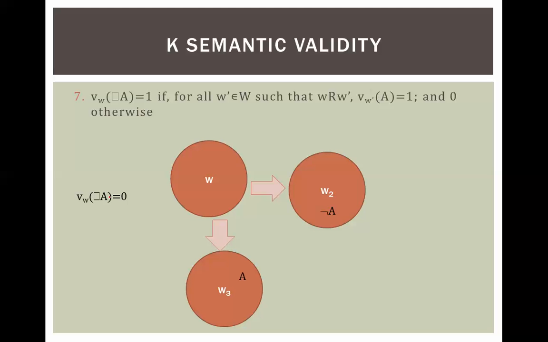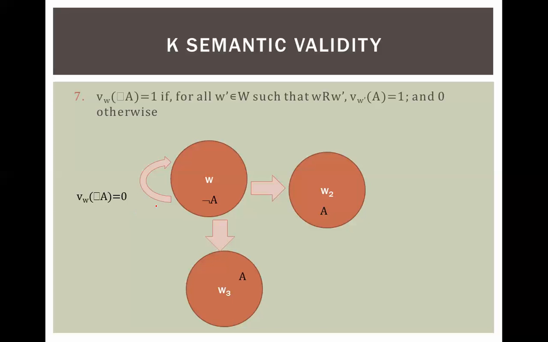Here's a case where necessarily A is false. There's a world that W relates to where A is false. So since there's some world that W relates to where A is false, necessarily A is false. And now here's that one where W is related to these two worlds where A is true. But now since W relates to itself and A is false in W, then necessarily A is false.